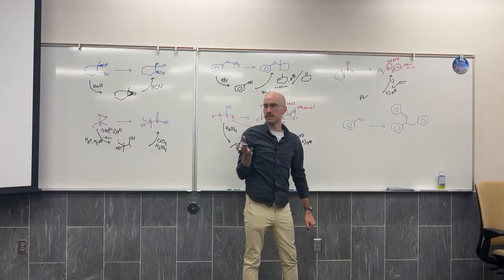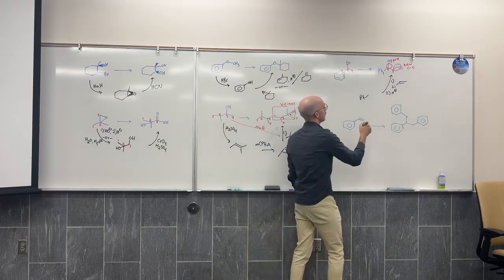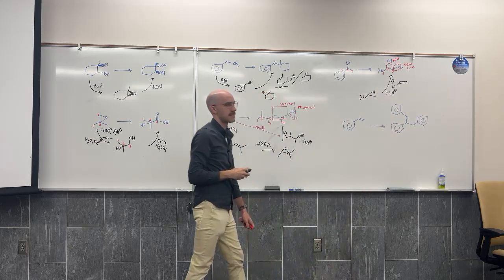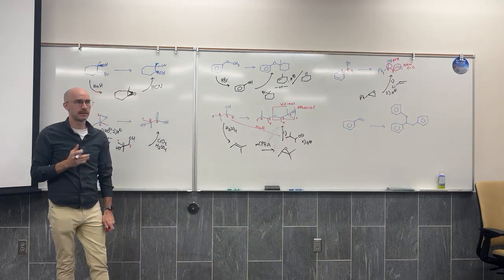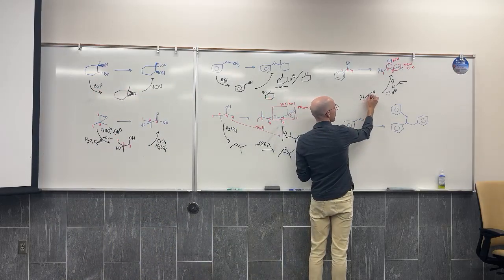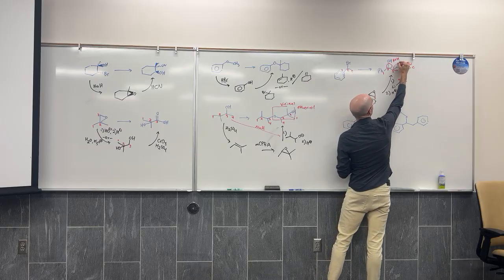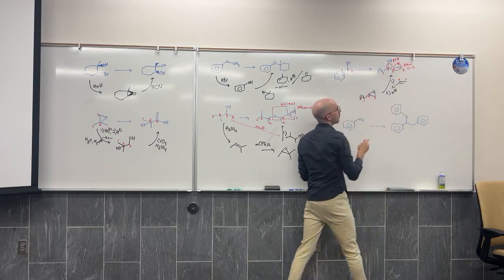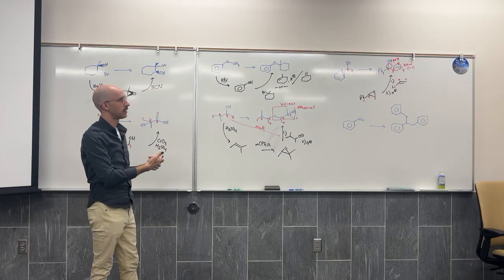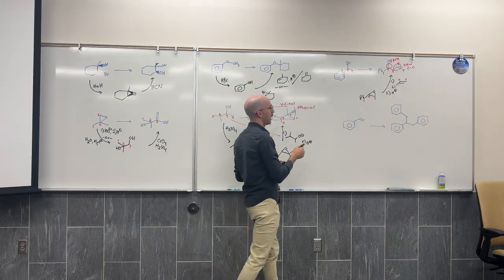Oh, no, I was wrong. This is 3 steps, isn't it? You're right, it was supposed to be 4. Epoxide gets attacked by my nucleophile. Four attacks 3. Now I've got this longer chain. Now I need to get to an epoxide.